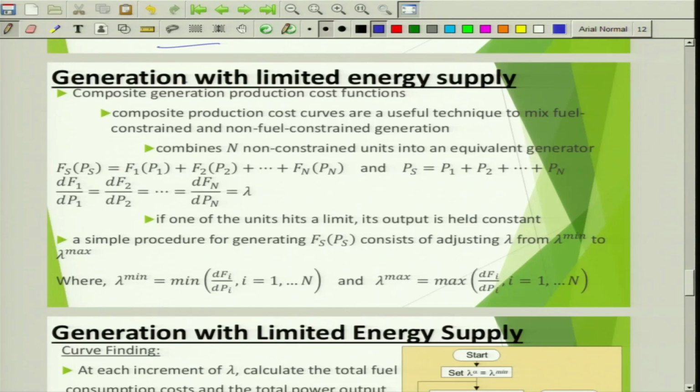So there is a composite generation aspect, composite generation production cost functions. The composite production cost curves are a useful technique to mix fuel-constrained and non-fuel-constrained generation. Then you have to have a combination, and you have to obtain a composite generation where one generator represents the equivalent of some of the generators put together. So this we have already discussed.